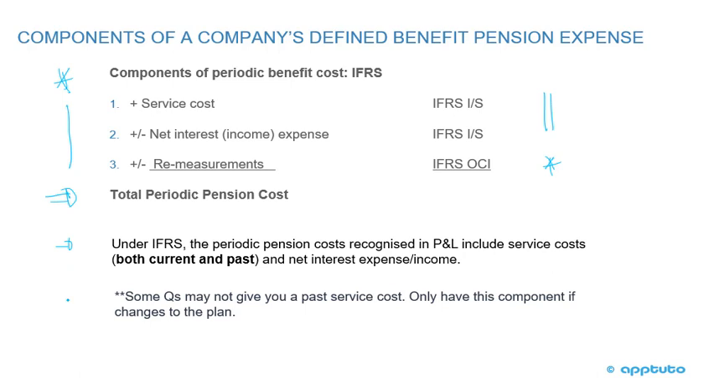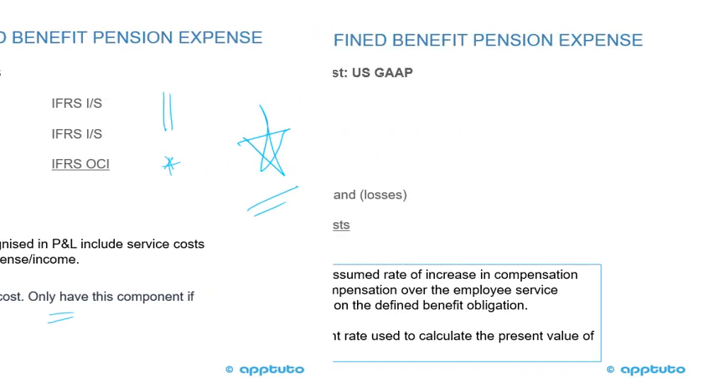So under IFRS, the periodic pension costs recognized in the P&L include service costs, both current and past, and net interest income. So as I said in Level 2, some questions may not give you a past service cost. You only have a past service cost if there's been changes to the plan. Again, this is a bit of a nice to know, not a need to know. It's not too difficult to understand though, so I just thought I would include it.